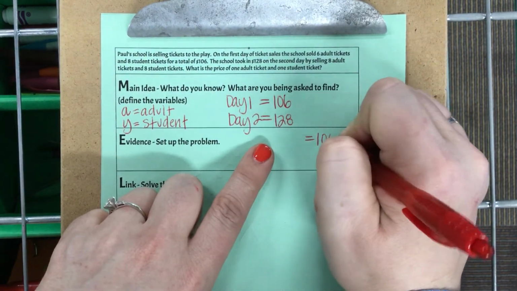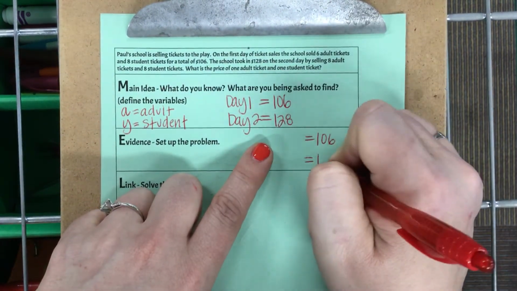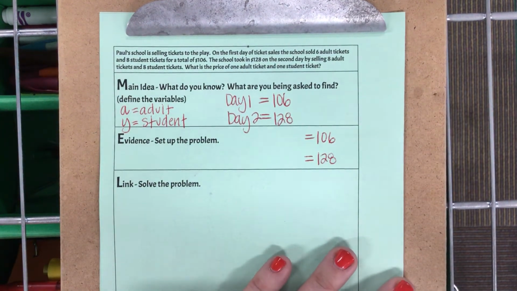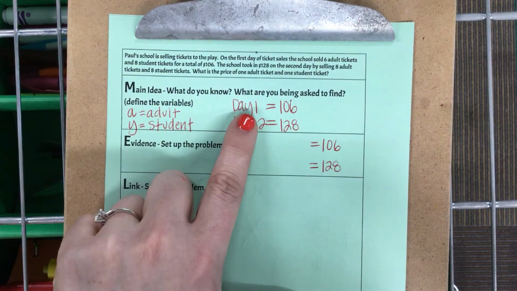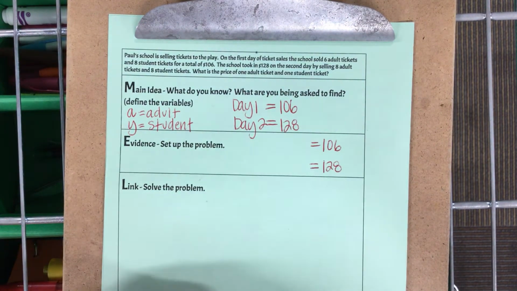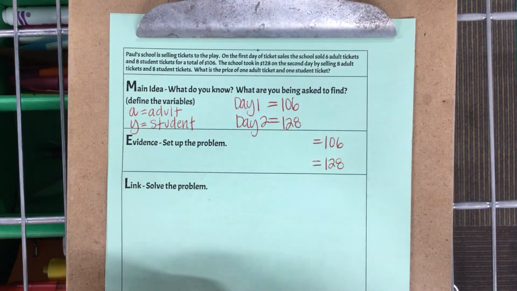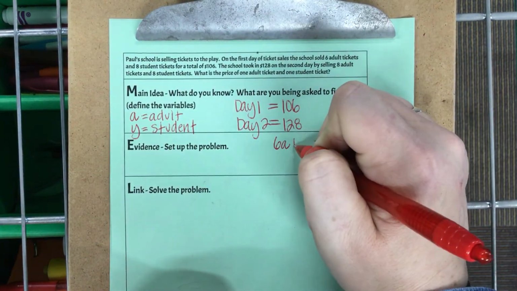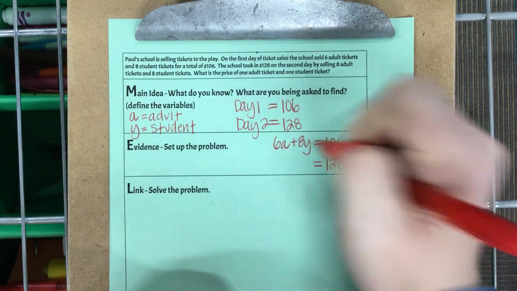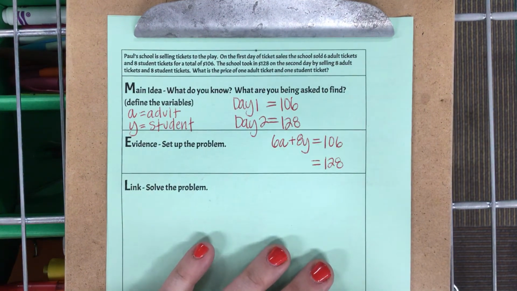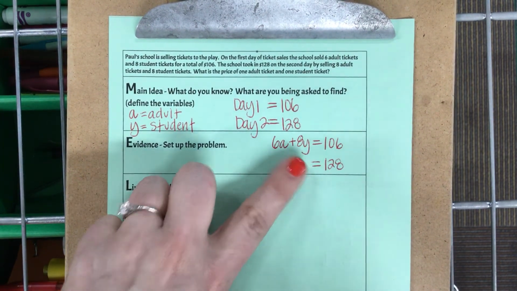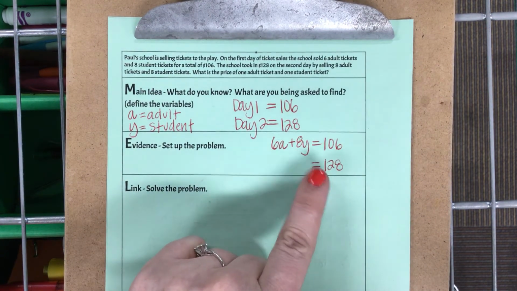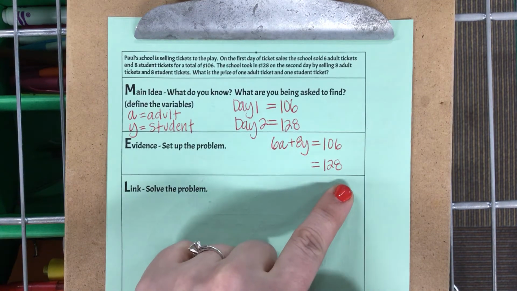All right, so let's set up the problem. Something equals $106 and something else equals $128. What equals $106? Day 1, correct? What do you know about day 1? 6 adult plus 8 student. Adult is my A, student is my Y. All right, day 2 was 128. What do you know about 128?